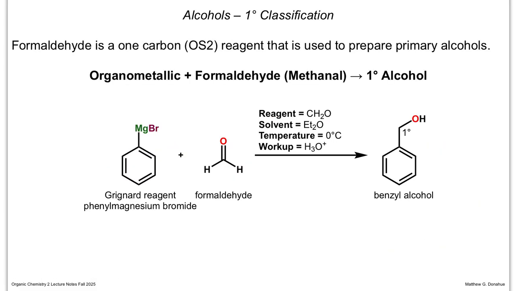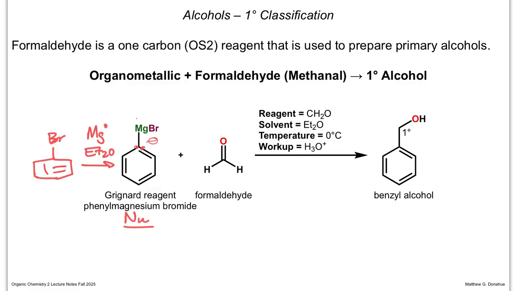If we go into lab to do this, we could start with bromobenzene, treat it with magnesium metal and ether. That would generate the nucleophile. This aldehyde, 1 carbon formaldehyde, that's our electrophile.